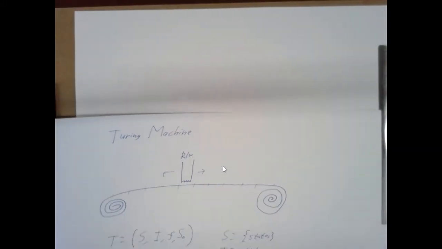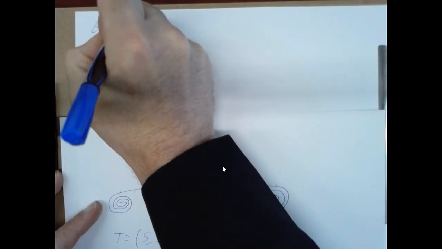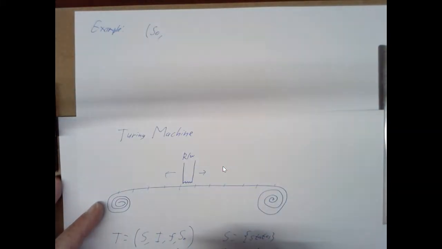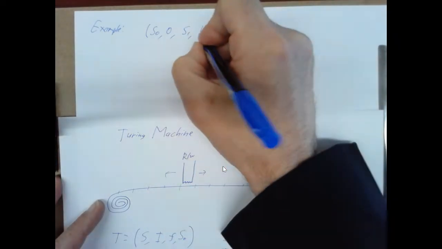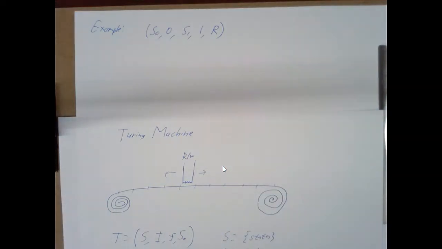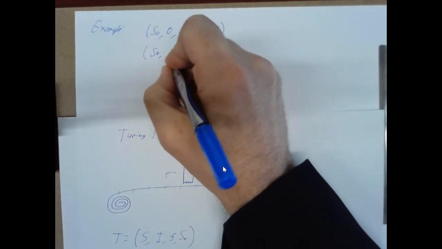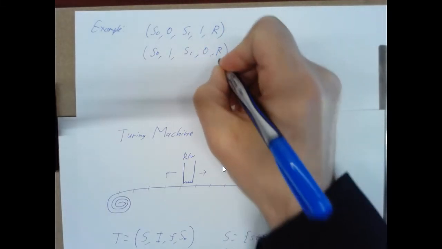What does this mean practically? Let's look at a state machine. So here's a state table. So state S0, if you have a 0 under the head, let's move to state S1, and let's write a 1, and let's move right. If you're in state S0 and you have a 1, let's move to S1, let's write a 0, and let's move right.